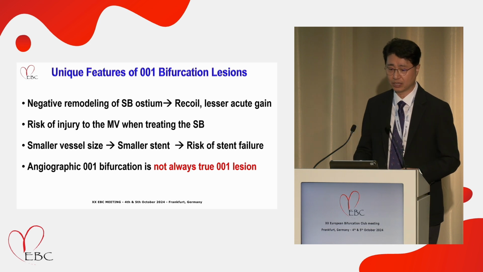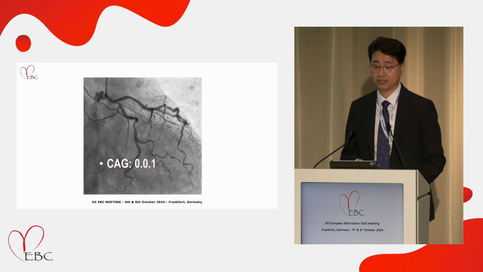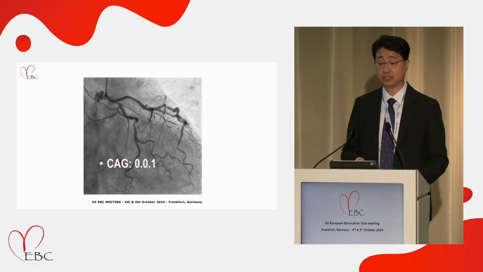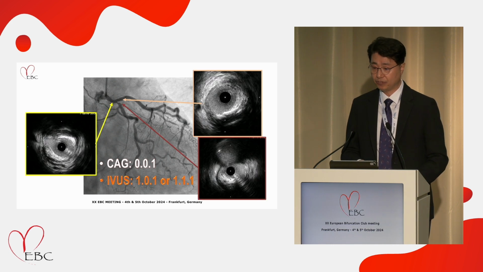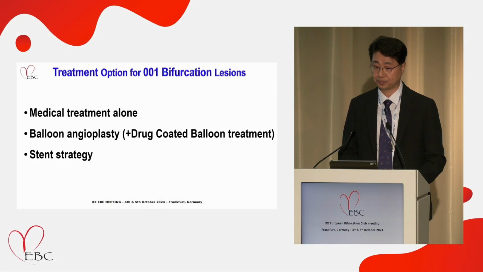And the most important thing is that an angiographic 001 bifurcation lesion is not always a true 001 lesion. Let's simplify this case. It's angiographically definitely a 001 lesion, such as OCR disease. But if you see the IVUS, the distal left main has more than moderate calcified plaque. So in IVUS, we can say it is a 101 or 111 lesion, and even in the main vessel, the LAD also has moderate plaque. So angiographic 001 is not always a real 001 lesion.